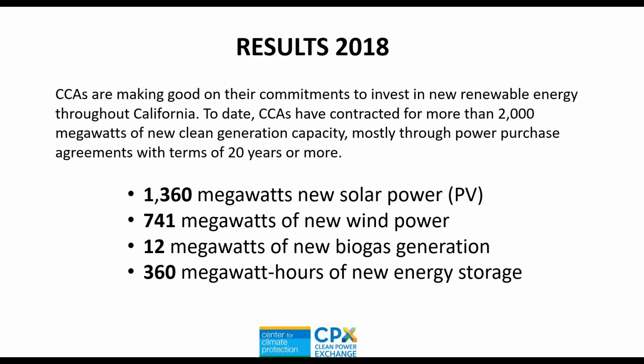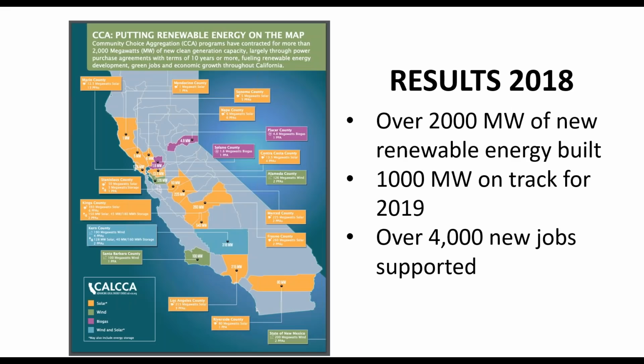So just in terms of some of the deployments that have happened, over 1,300 megawatts of new solar and 740 megawatts of new wind, a small amount of biogas generation, and 360 megawatt hours of new storage. And these numbers are going up all the time. Next slide.